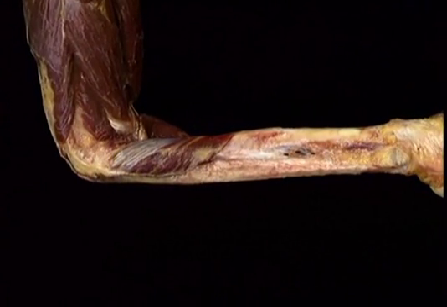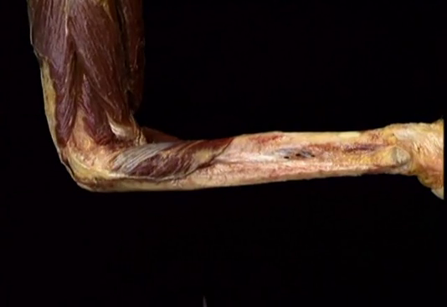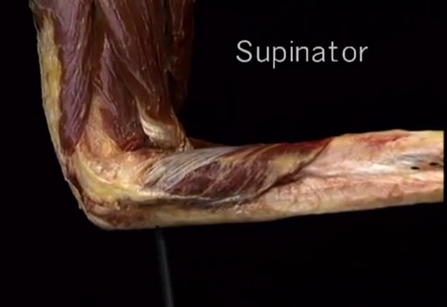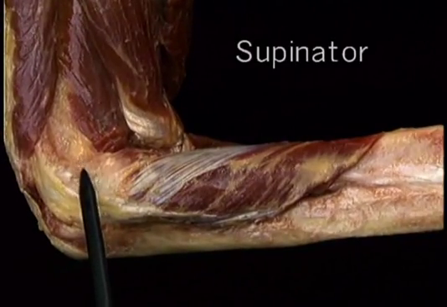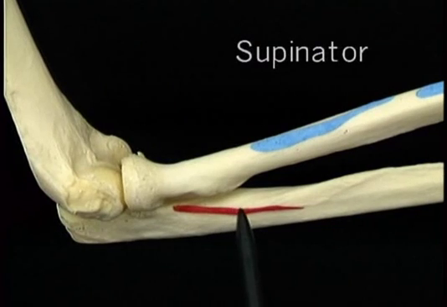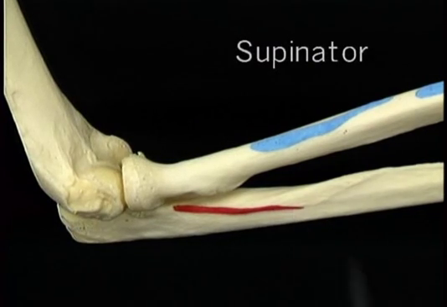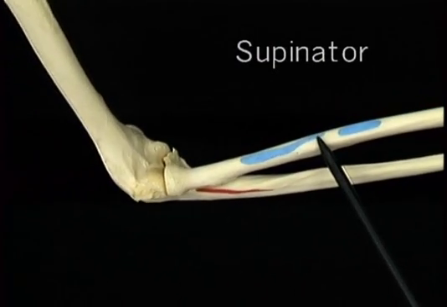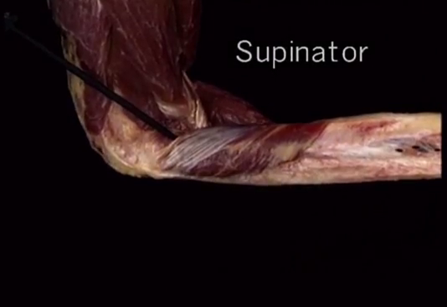Now let's look at the two muscles which produce supination. The one that we haven't seen yet is simply called supinator. Here it is. It arises from the lateral epicondyle, from the annular ligament, and from this ridge on the ulna, the supinator crest. It's inserted on the radius along a line ending just above the insertion of pronator teres.